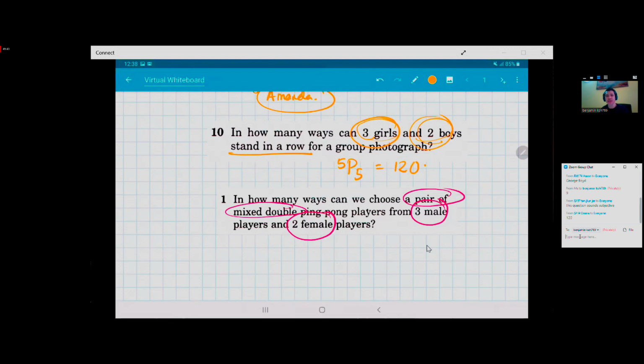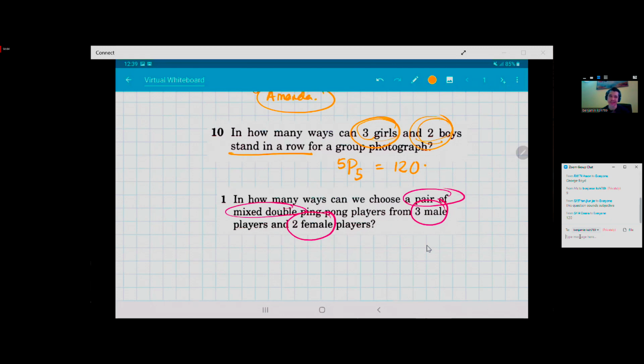So you can see that in question number 1, what we're doing is we are pairing them up, untuk mendapatkan pasangan. But in number 10, we are arranging them in a row. So you have to be very, very careful. They might give you a gender, boy and girl. Why? Simple, to confuse you. That's all. So you have to understand this, the minor conditions given there.